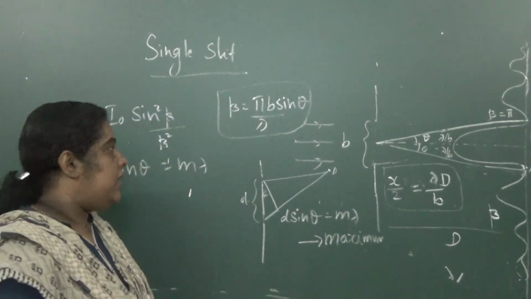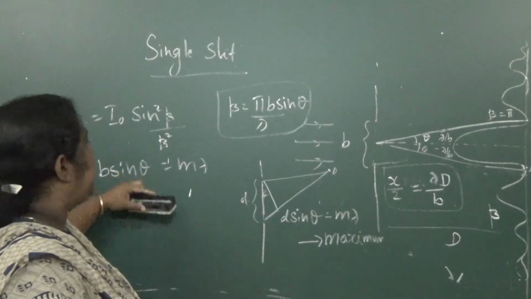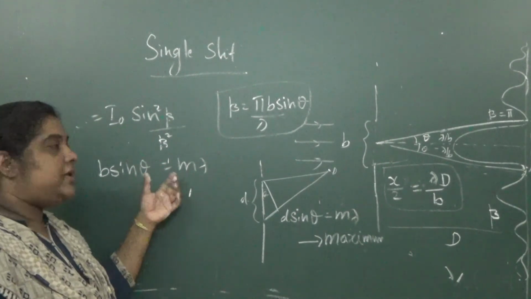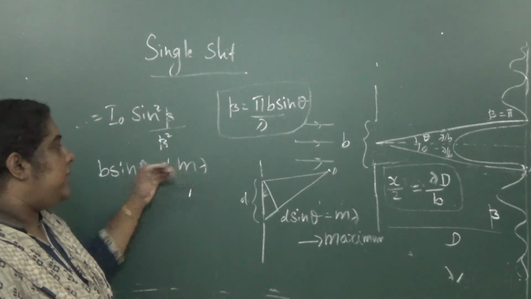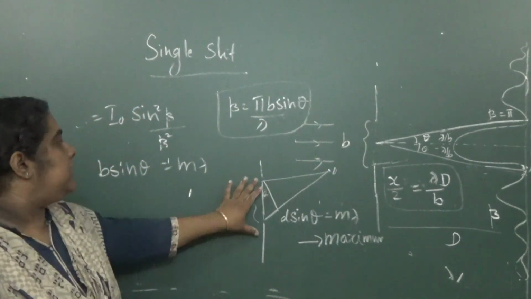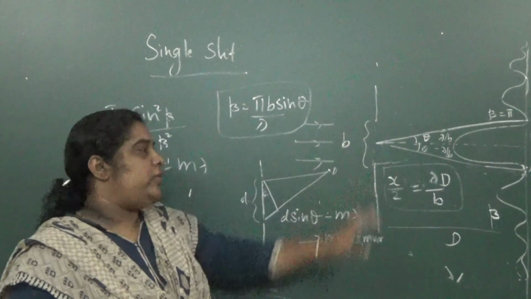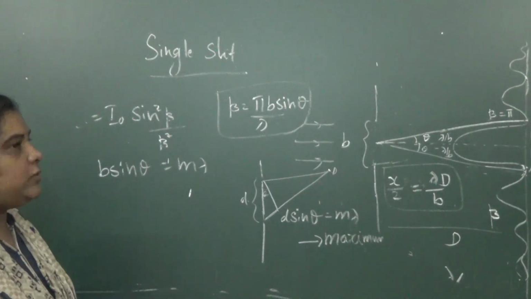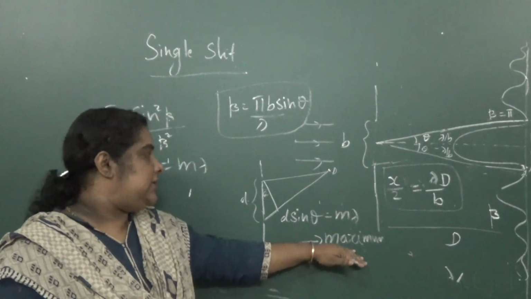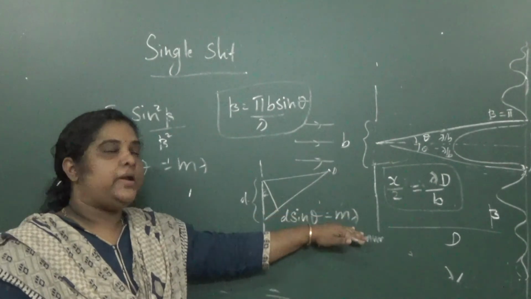That is very important. But at the same time, in diffraction, the condition for minima is b sin theta is equal to m lambda. B you can write as d also, but d means the distance between the slits, whereas here b is our slit width. Now why is it so? The interference maximum condition for the double slit, d sin theta is equal to m lambda, means the optical path difference is a multiple of lambda.